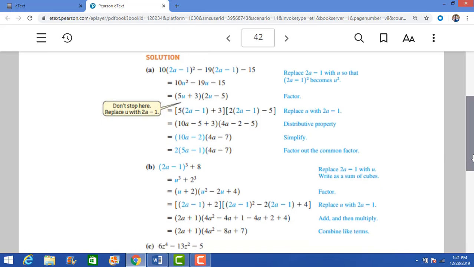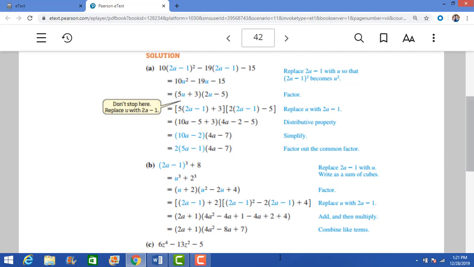Okay, now what about this one? Here we've got a z to the fourth and z squared. It'd be nice if we could put this into a quadratic where we have a degree 2, right? Because we've been dealing with those. Well, what if we let u equal z squared? This term right here. Well, that means this would be 6u squared minus 13u minus 5, and voila.